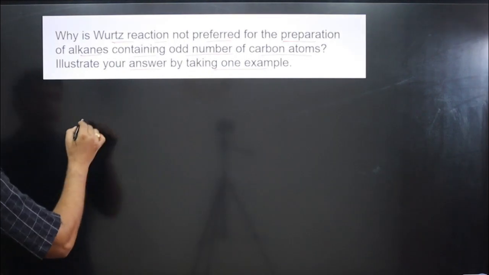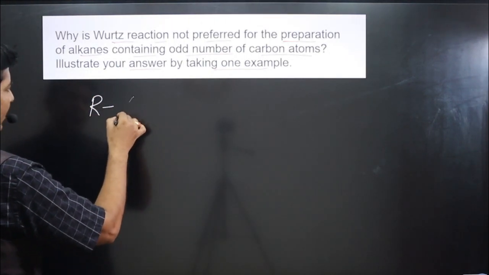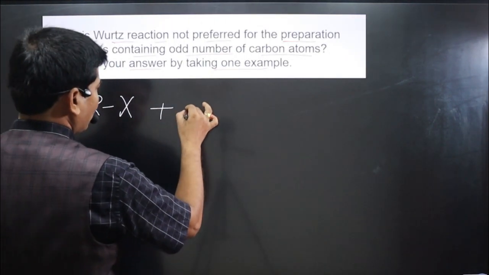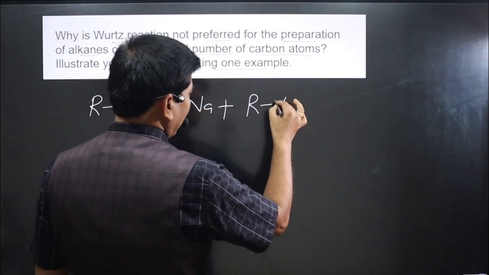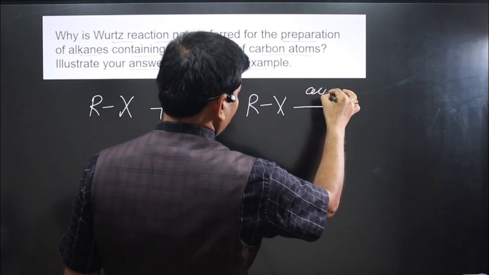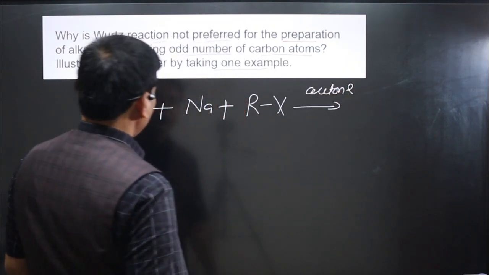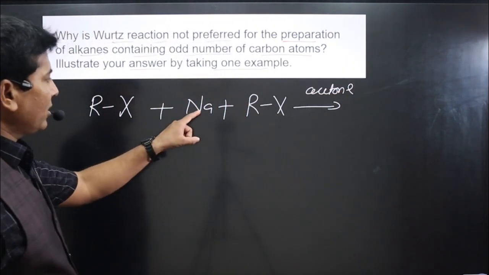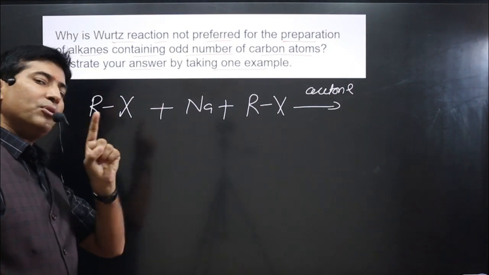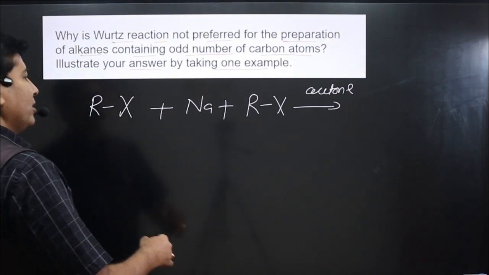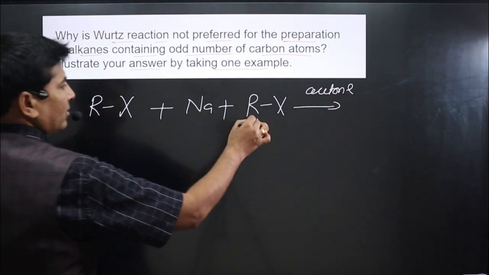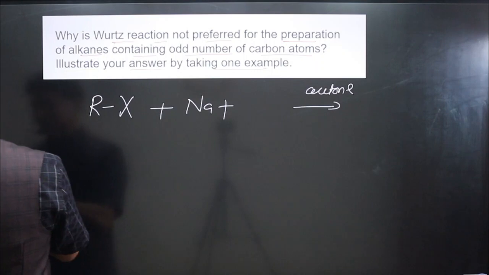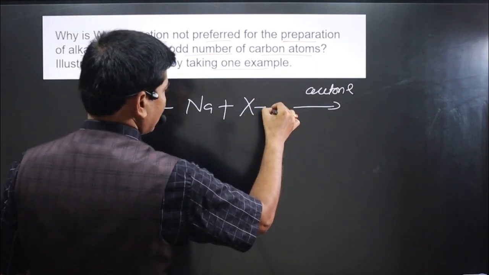Let me write it. Let's say alkyl halide is there, and we have sodium, and one more molecule of alkyl halide we take, and here we have acetone as a solvent. Okay, so you can see one sodium can combine with one halogen. There are two halogens. So we do one thing. I write this alkyl halide in this form, R and X.